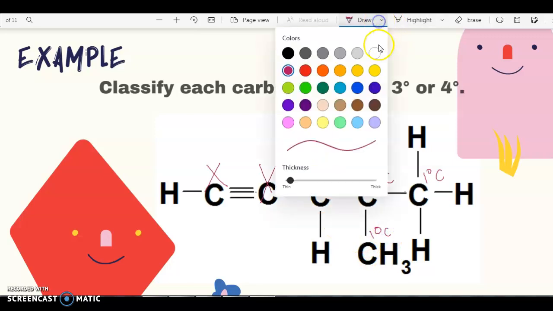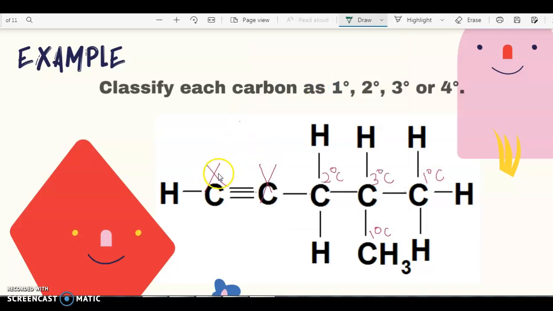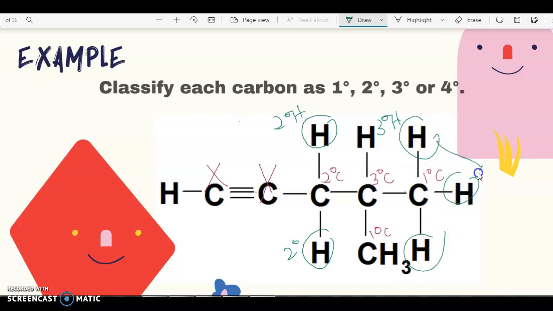So next, if you are going to classify the hydrogens, if the carbon cannot be classified, then the hydrogen will also have no classification. Okay, so these 2 hydrogens here are bonded to a secondary carbon, so they are secondary hydrogens. Hydrogen bonded to a tertiary carbon is a tertiary hydrogen. Hydrogen bonded to a primary carbon, so all of these are primary hydrogens.